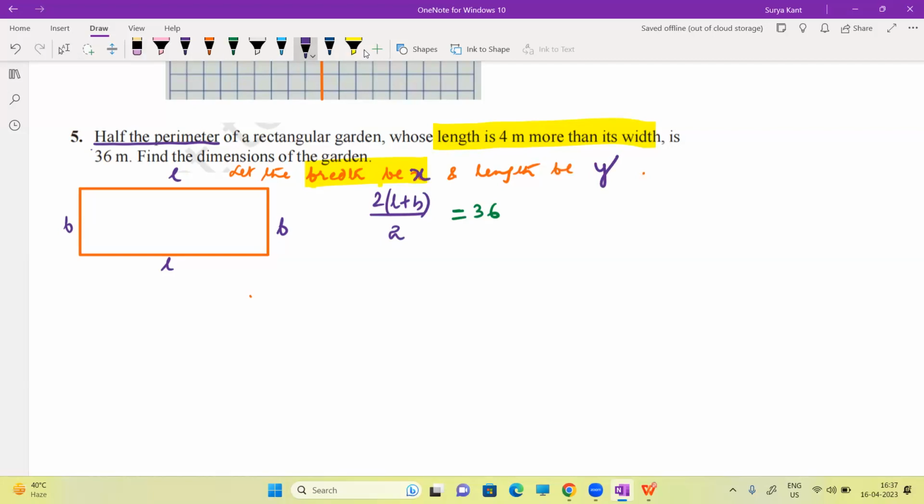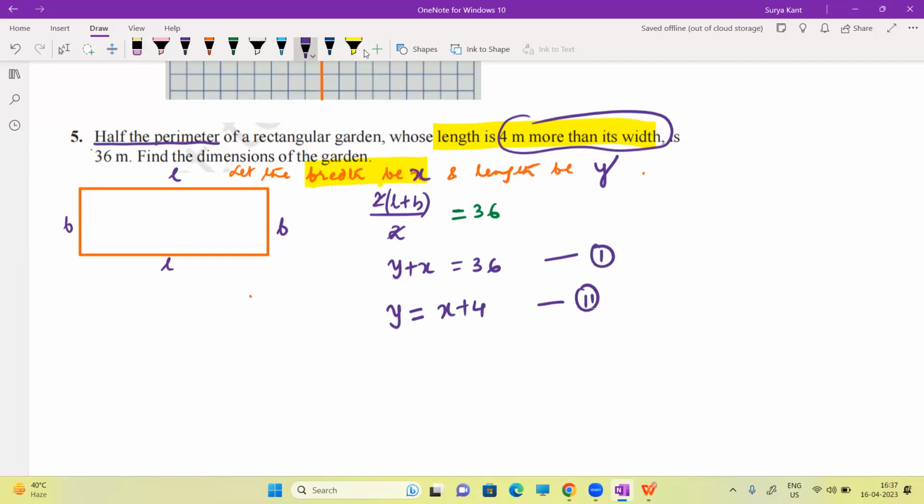The 2 will get cancelled, so in place of L you write y. Y plus x is equal to 36. This is equation number 1. And the second equation: length means y, so y is equal to x plus 4. This is the second equation. Can you solve both the equations now by the substitution method?